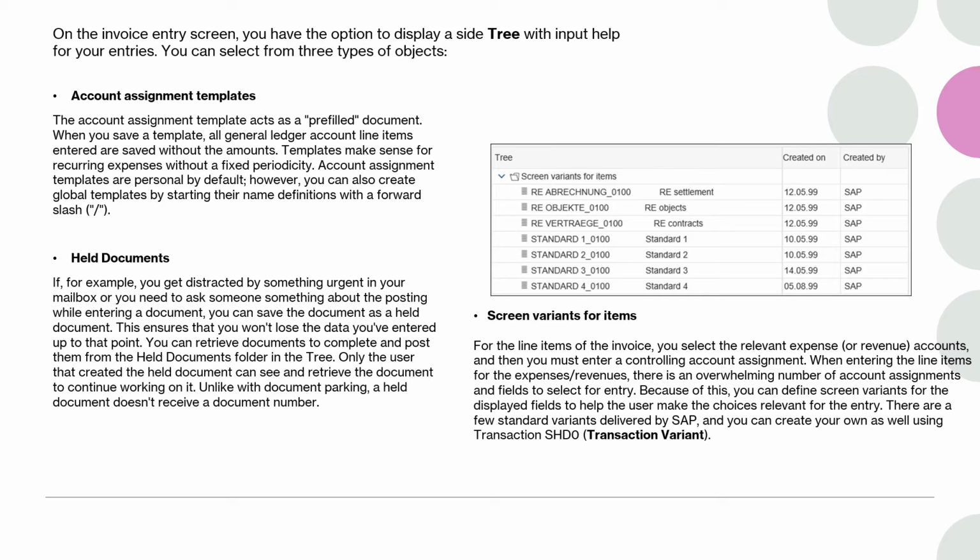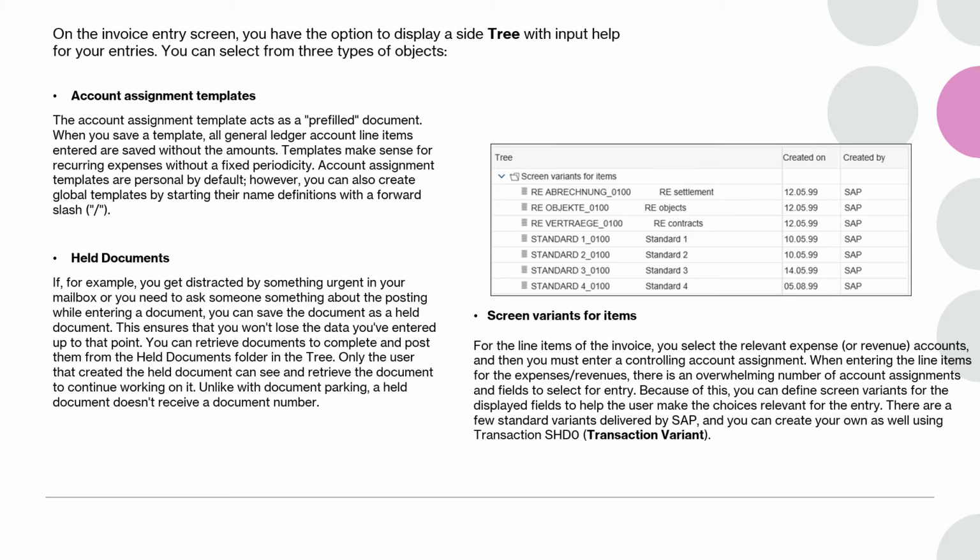On the invoice entry screen, you have options to display a side tree with input help for entry. You can select from three trees of objects: account assignment template, held documents. The one shown here is the screen variant for item.